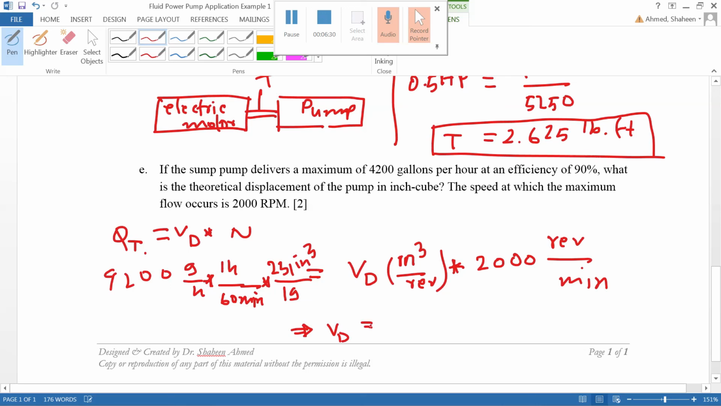So all units are taken care of. VD, the volumetric displacement, is approximately 8 inch cube per rev. However, typically this rev is kind of silent, so you just simply write 8 inch cube. So that's the volumetric displacement of the pump.